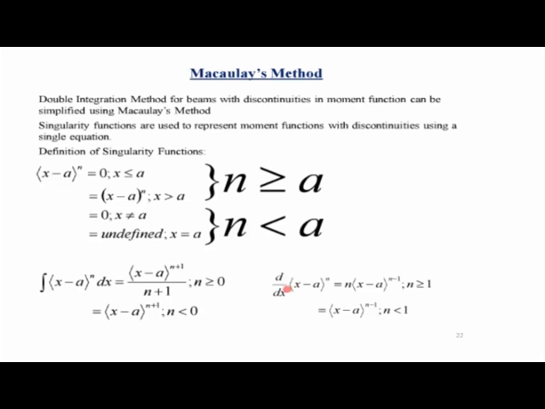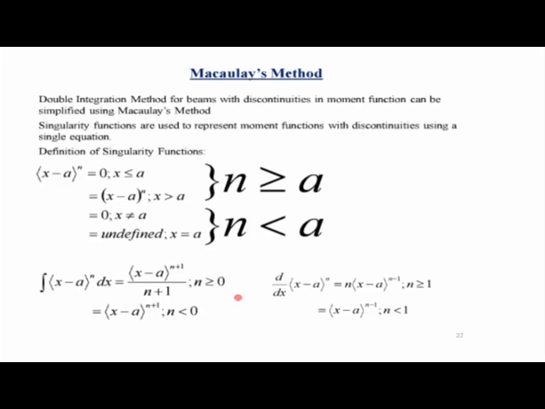Now for the derivative, if you take d/dx of x minus a to the power n, it is n times x minus a to the power n minus 1 for n greater than 1. And for n less than 1, we don't have this n, it is just x minus a to the power n minus 1. Notice that when you are integrating and differentiating this, the box brackets remain, so these are still singularity functions. We'll see the advantage of these properties very quickly when we go through the example on the next slide.